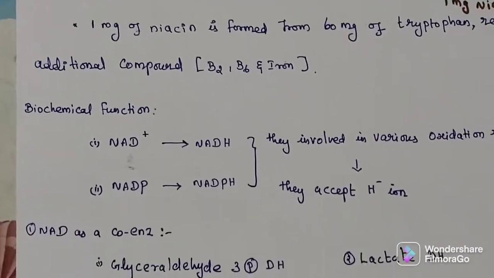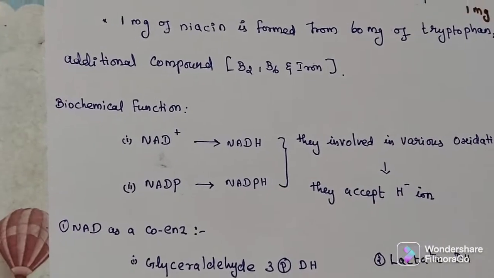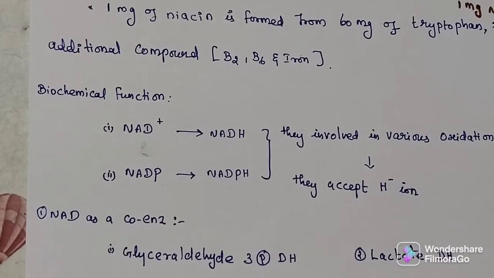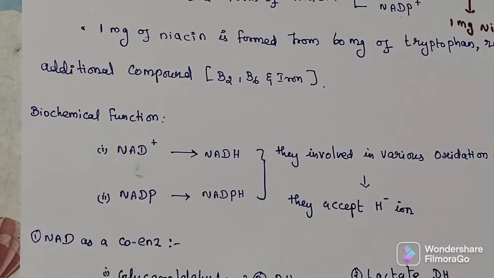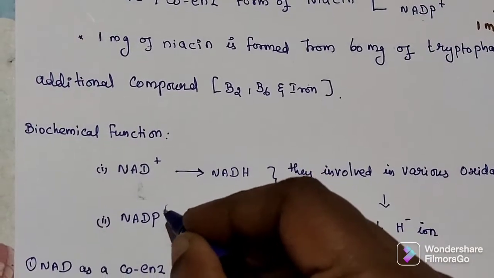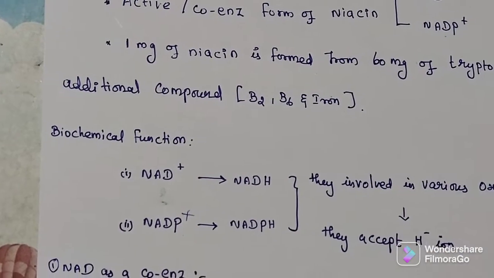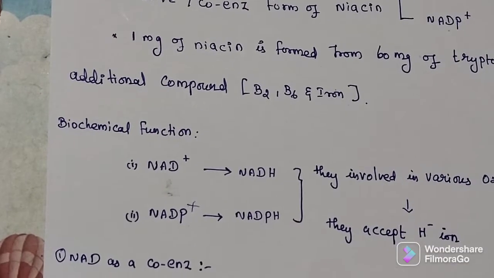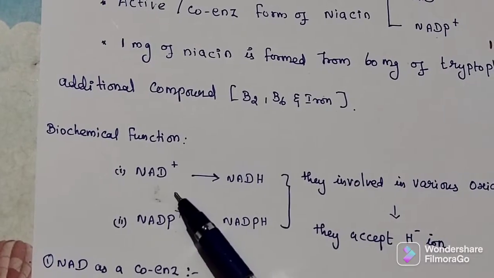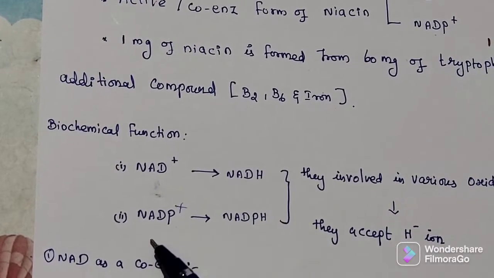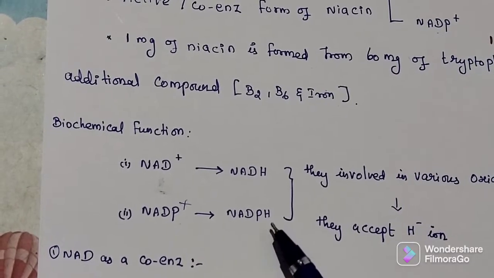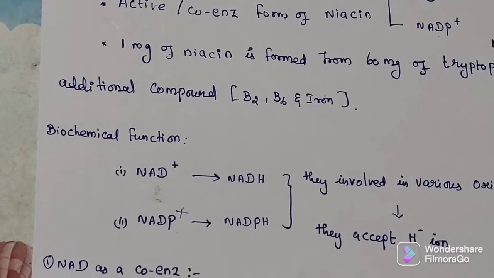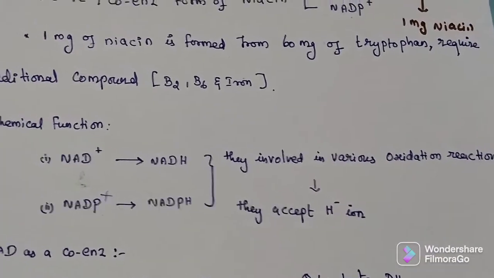Next, biochemical functions of niacin. The active or coenzyme forms of niacin are NAD plus and NADP plus. NAD plus is converted into NADH and NADP plus is converted into NADPH. They are involved in various oxidation reduction reactions.